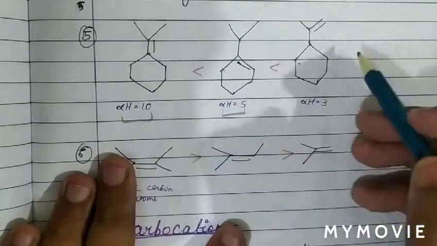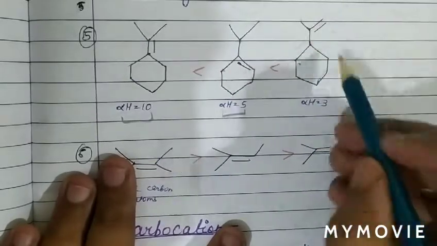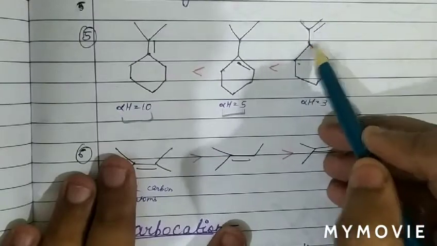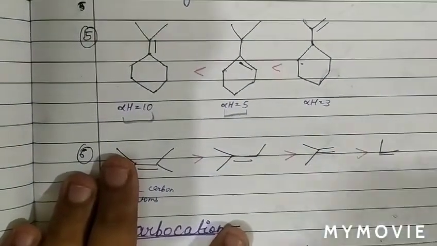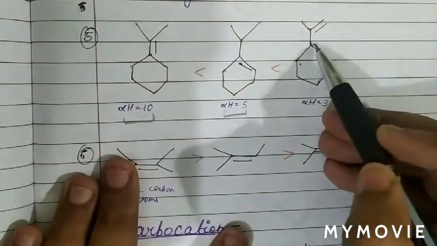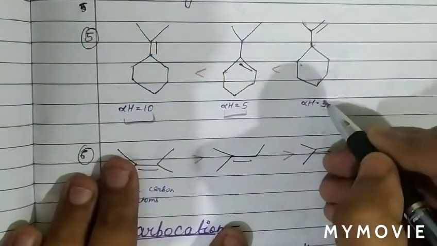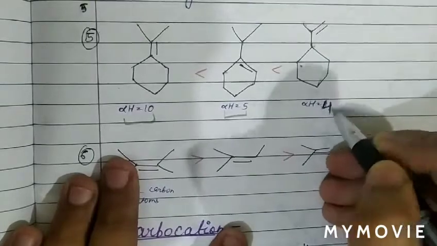So 5 alpha hydrogen atoms are there. Now in this case 3 and 1. So basically 3 here and 1 here. So basically there are 4 alpha hydrogens. How many alpha hydrogen atoms are there? 1, 1 and 3, 4. So 4 alpha hydrogen atoms are there.